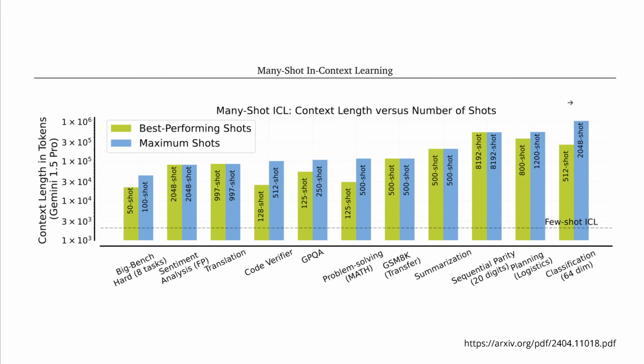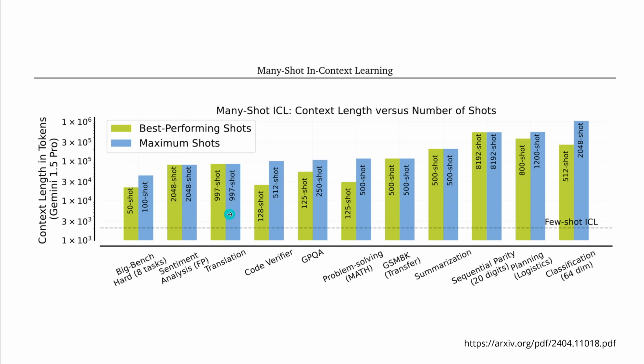But of course, if you have a maximum number of shots in blue, you ask, where is the best performance? What is the maximum number of shots I have to take? 100 examples in one prompt, 200 examples in one prompt. And this is shown here for quite a long list of different tasks. So for Big Bench Hard with 8 tasks, a benchmark, they did 100 shot examples in one prompt, but they found that already at 50 examples in one prompt, this gives you the best result. But interestingly, with sentiment analysis, they did more than 2,000 shots. And they found, yeah, we need those because the performance of the system is still going up.